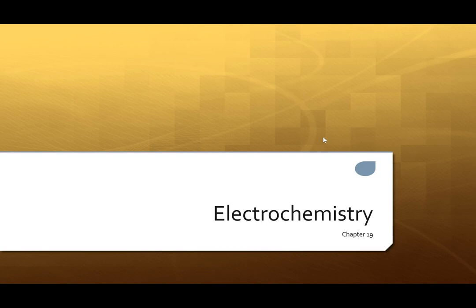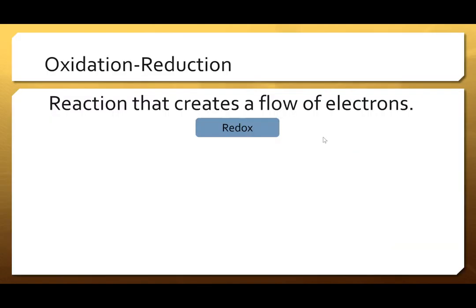And this will be for the electrochemistry chapter. Since we're going to be looking at the flow of electrons, we should probably remember how to do that with redox reactions. So oxidation reduction, we lazy chemists call it redox. It's a reaction that creates a flow of electrons.